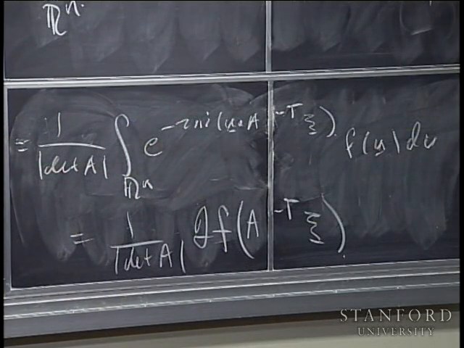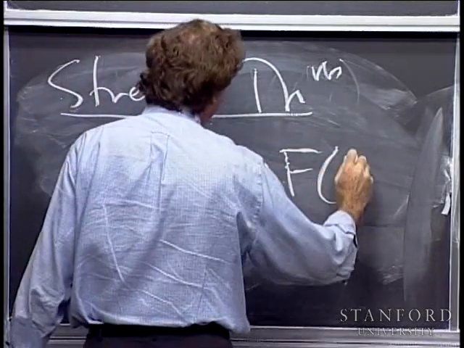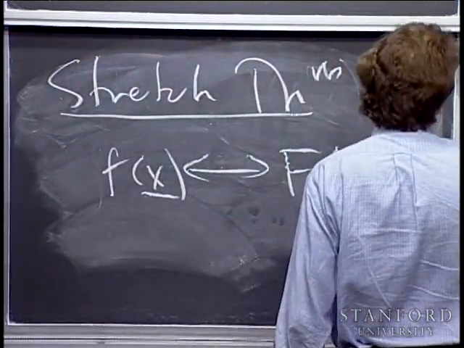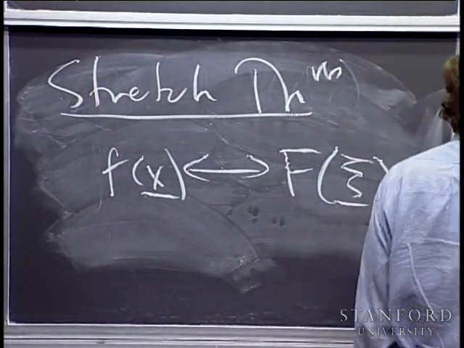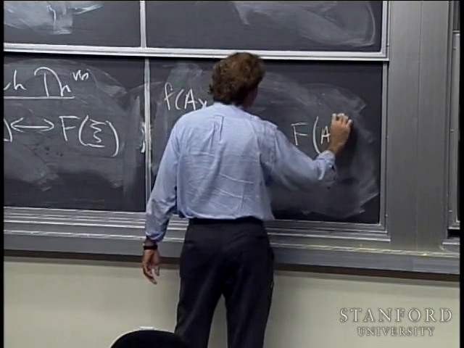That is the formula. Let me summarize it for you. So the general n-dimensional stretch theorem, it's very attractive, really, if you like this sort of thing. So here's the stretch theorem, in any dimension, and in particular it also holds in one dimension. If f of x corresponds to, say, capital F of c, so this is the function and this is its Fourier transform, then f of Ax, I want to write it so it looks like the one-dimensional case as much as possible, corresponds to 1 over the absolute value of the determinant of A times the Fourier transform of f evaluated at A inverse transpose of c.